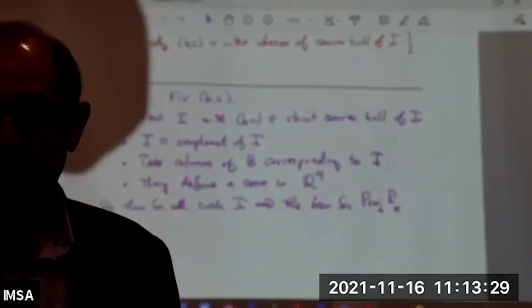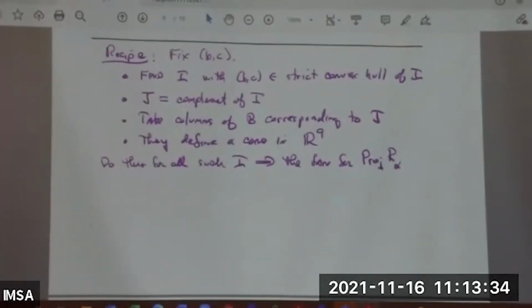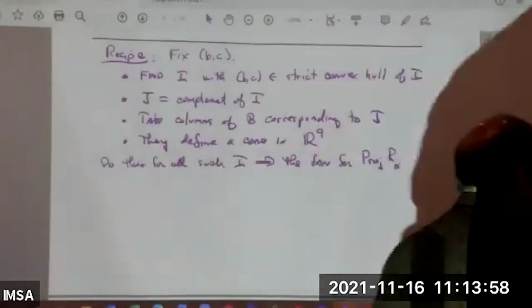And so the recipe for finding the cones that apply: you fix your B and C, so you fix your character basically up to constant multiple. And you find an index set, a set of integer points in the plane which has that BC in its strict convex hull. So you have BC here.